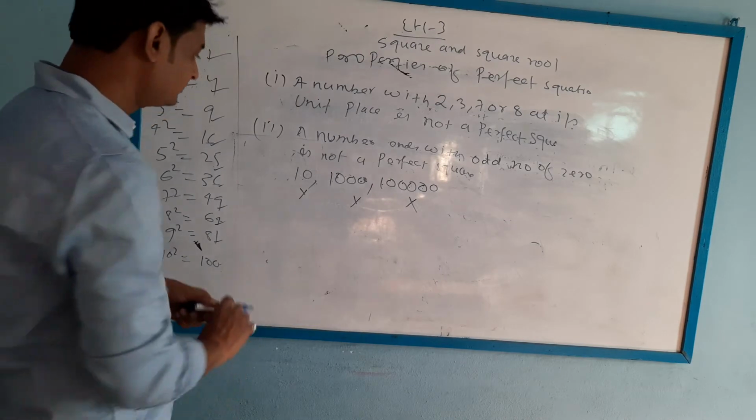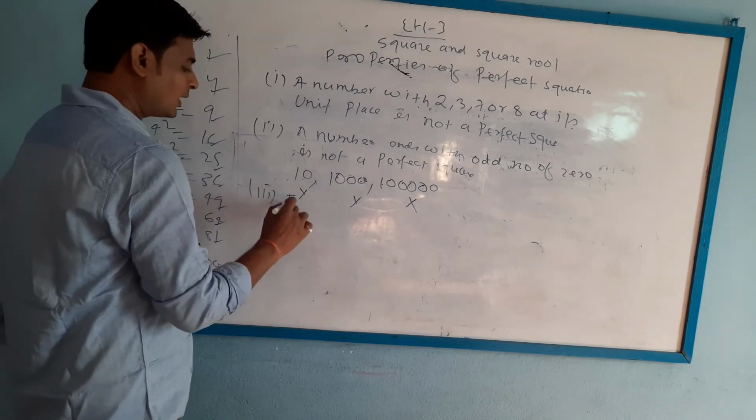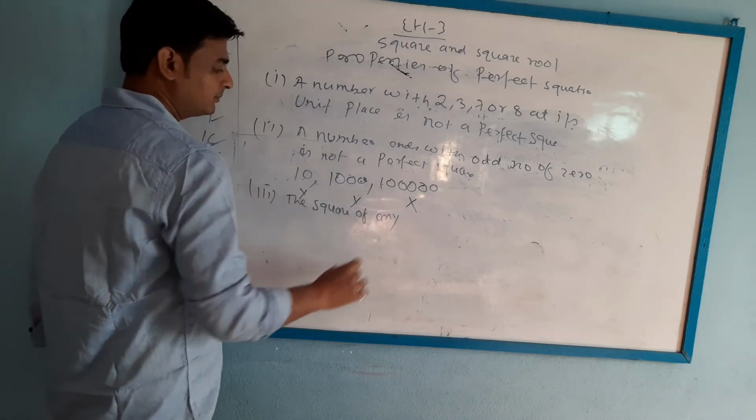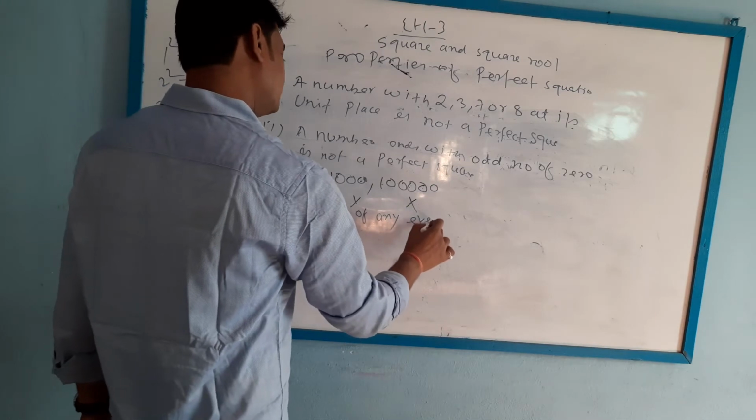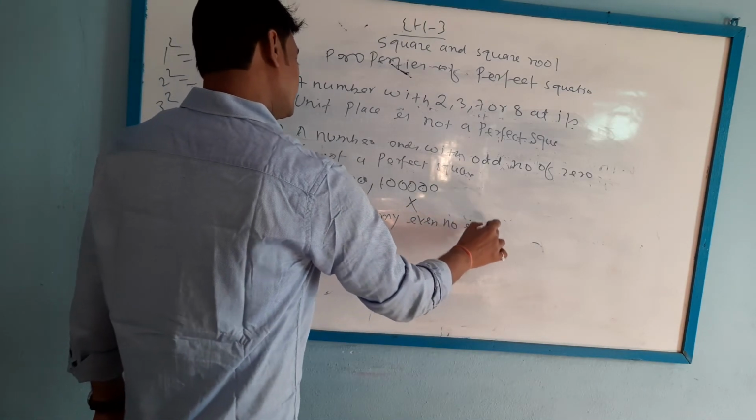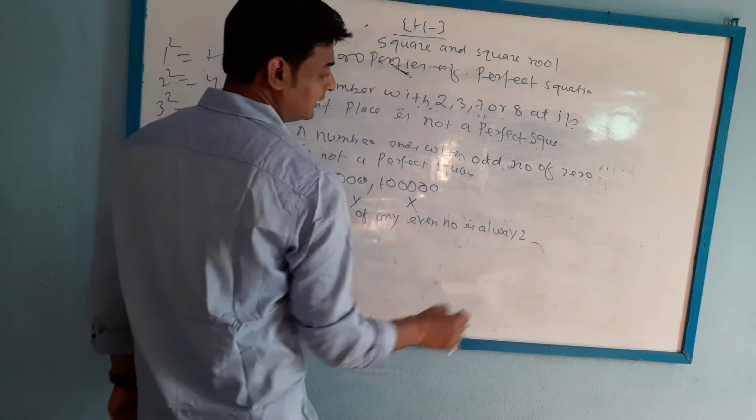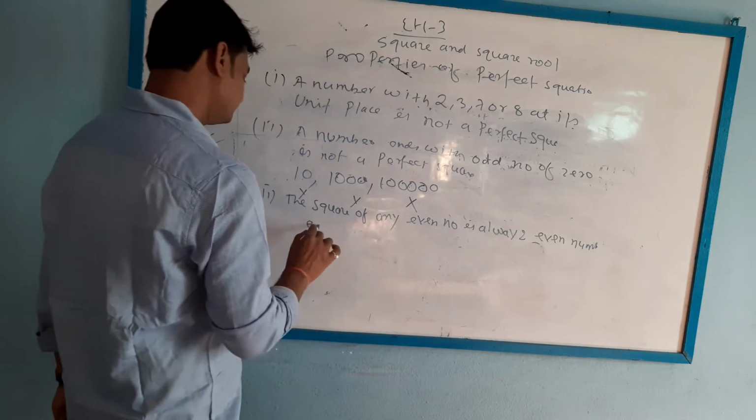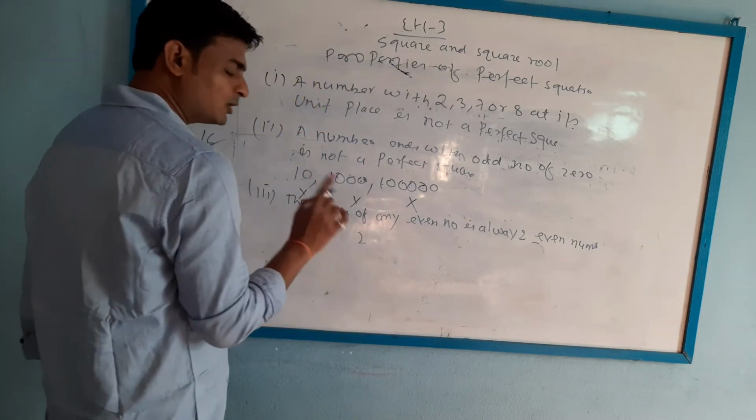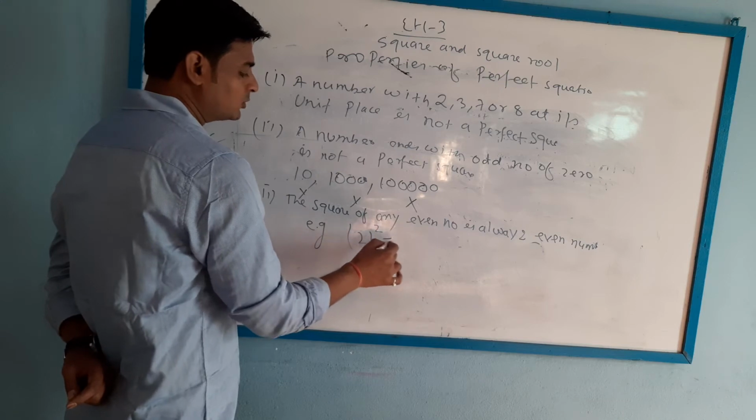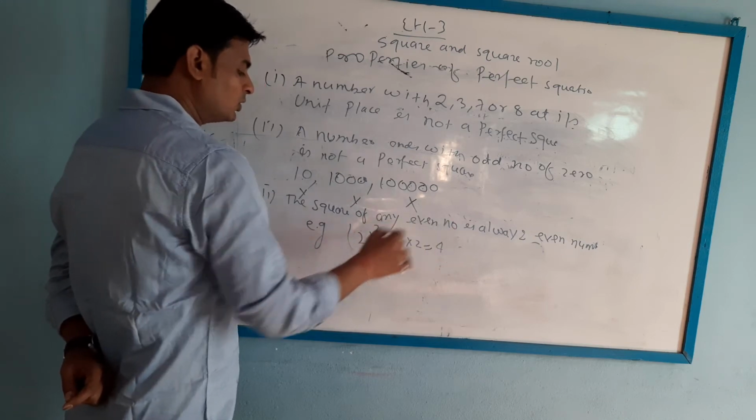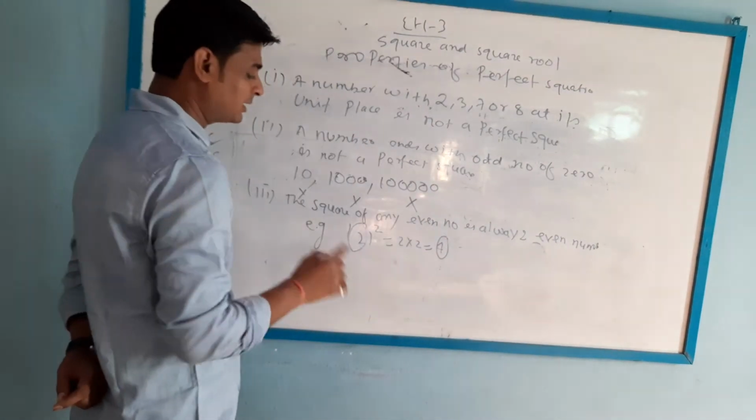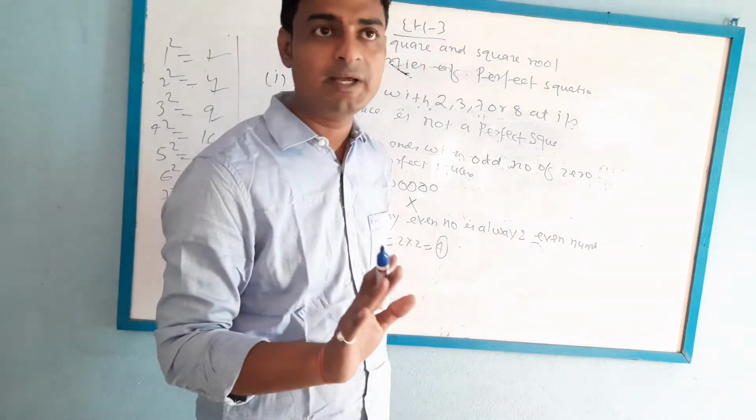Next property is the square of any even number is always an even number. Suppose here the number is 2. Here 2 is an even number. The square of 2 is 2 into 2 equal to 4. So 2 is an even number and its square value is also an even number. The square of any even number is always an even number.